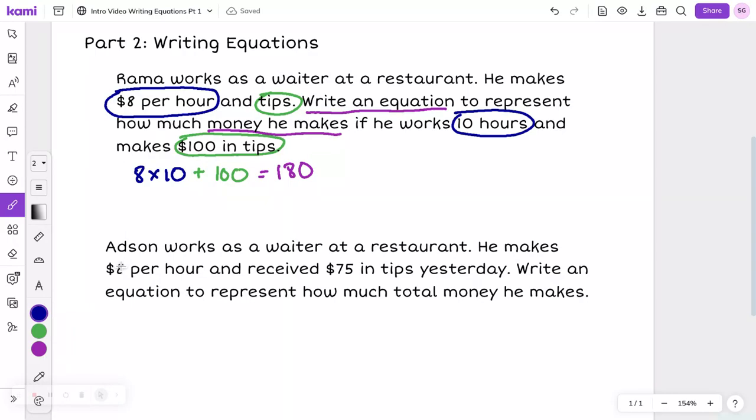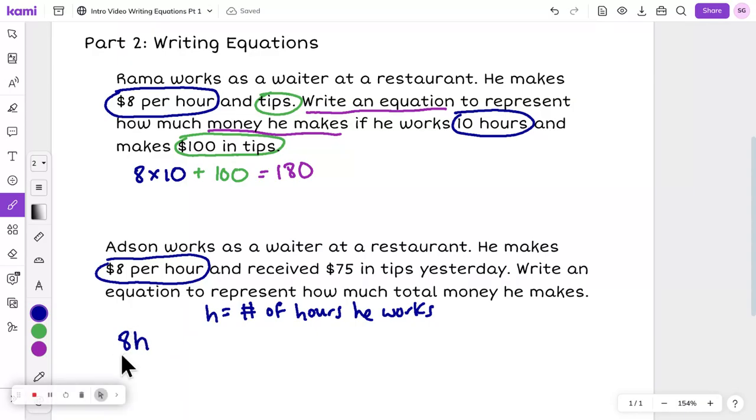So just like Rama, Adson also makes $8 per hour, but this time I don't know how many hours he works. The story doesn't say. So this is one of the times we would need a variable. I might use H to represent the number of hours he works. The math we're describing is still the same. It's still multiplication, but I would have to say 8 times H. And so we've learned if you have a variable and a number, when you put them right next to each other like that, it means multiplication.